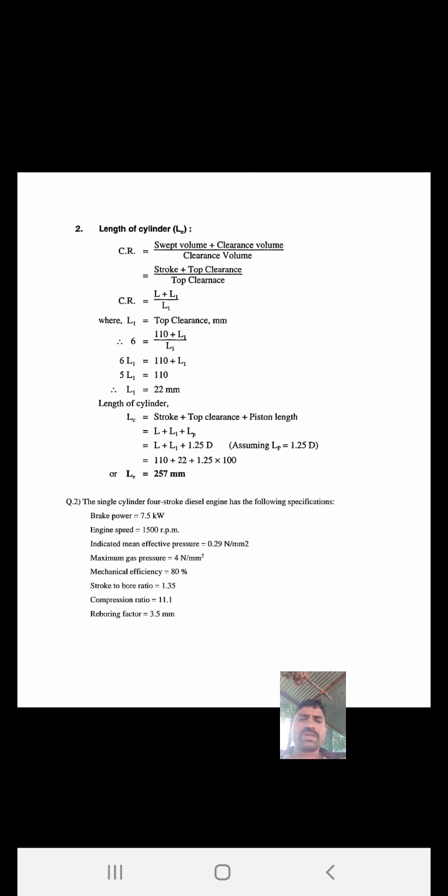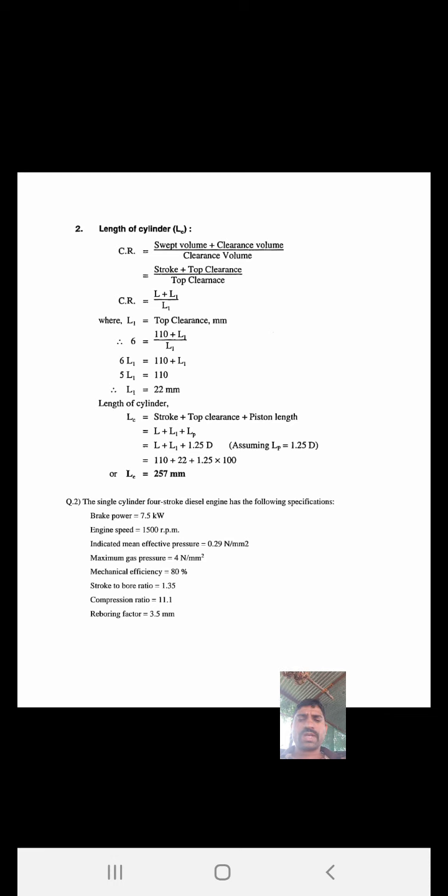Then we will go on to the second numerical. The single cylinder 4-stroke diesel engine has the following specification. Which engine is given? Diesel engine, 4-stroke. Brake power, again BP is given 7.5 kilowatt. Engine speed is given. RPM of the engine is given 1500 RPM.